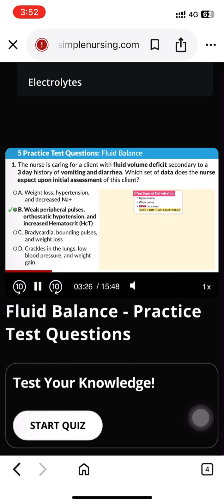And lastly, D, crackles in the lungs, low blood pressure, and weight gain? No. Crackles in the lungs are found when there's fluid volume overload, that fluid that fills up the lungs, causing that bubbling, crackling sound inside the lungs. And low blood pressure is correct, but not weight gain. It should be weight loss. So once again, remember, weight gain means water gain. And here we're looking for water loss, that fluid volume deficit.